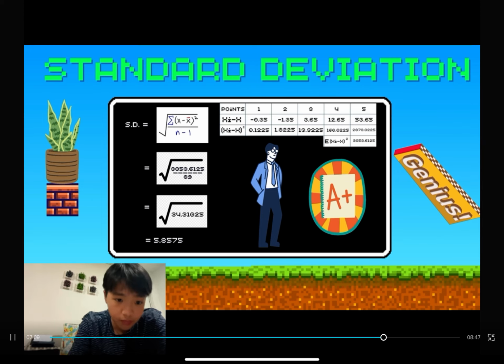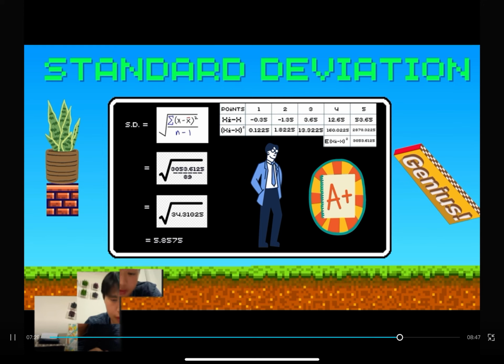And then you put 3083.6125 divided by n, which is 90, minus 1, which is 89. So it will be 34 square. And then you can find the standard deviation. So SD is 5.8575.